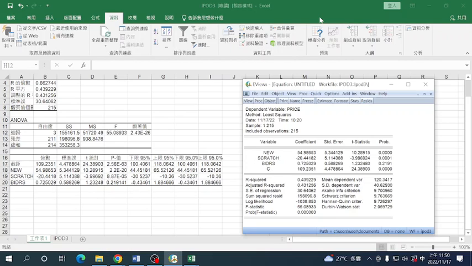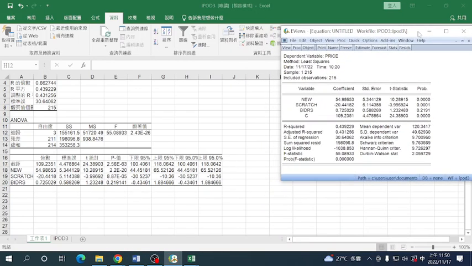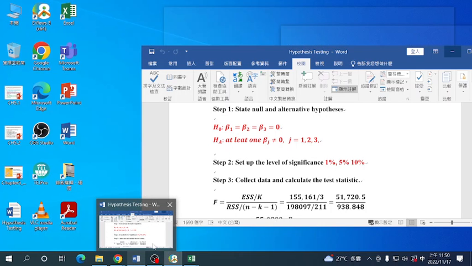Okay, so with this output, I'll show my Word file. I put everything on the same screen. And did you see this one?